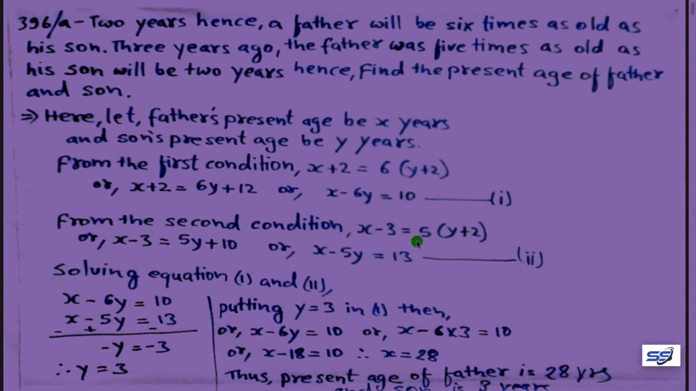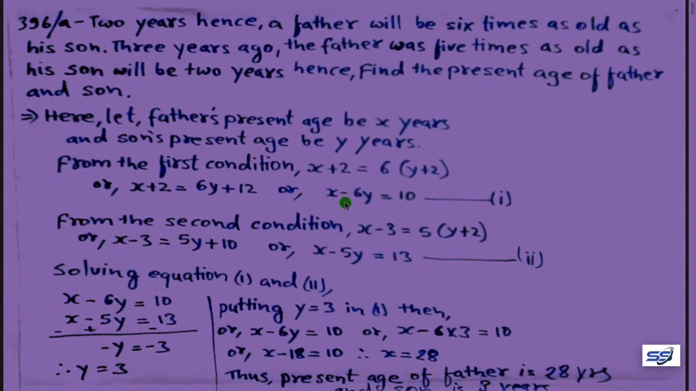Now let us make this equation also a little bit simple so that our calculation will be easy. x minus 3 equals 5 into y plus 2, or x minus 3 equals 5y plus 10. So x minus 5y equals 13. Here 5y changes its side, and 10 plus 3 is 13. So x minus 5y equals 13. Let this be equation 2.